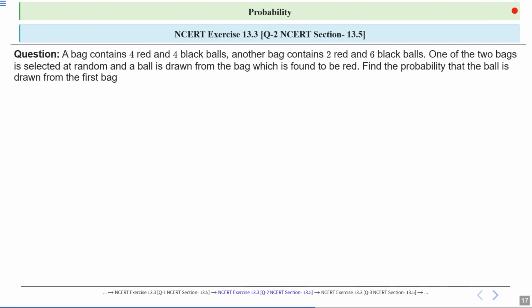Now let's look at question number 2. In this question, a bag contains 4 red and 4 black balls. Another bag contains 2 red and 6 black balls. One of the 2 bags is selected at random and a ball is drawn from the bag, which is found to be red. Find the probability that the ball is drawn from the first bag. First of all, try it yourself and then see the solution.